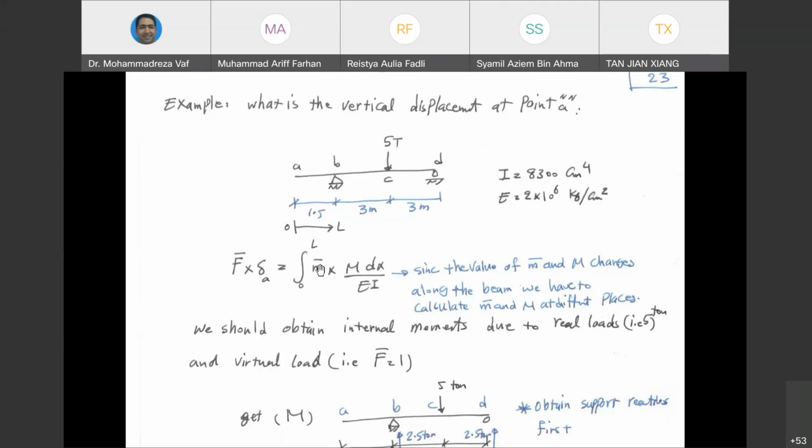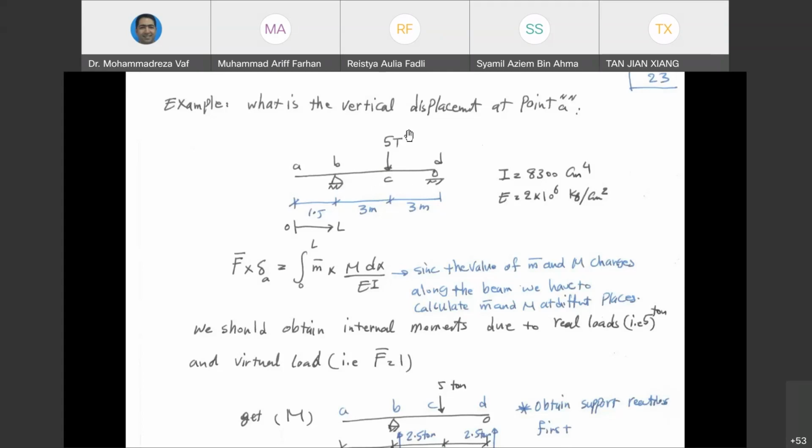So if you want to calculate M and M bar, and you want to put it inside the integral, it is very important to know the bending moment for each section. And you cannot have one equation for the whole beam because the bending moment is changing. So that's why when you have a beam or a frame, if you want to calculate the deflection, you need to divide it into small segments in which each segment has one specific equation for the bending moment.